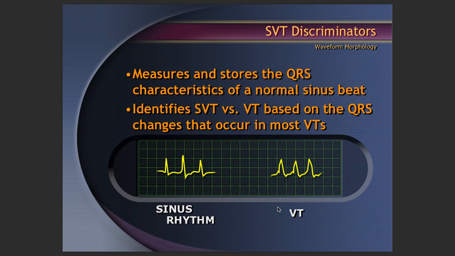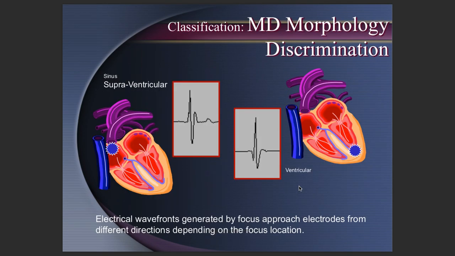And it identifies the SVT versus VT based on the QRS changes that occur in most ventricular tachycardias. As you may notice, this is the ECG recording during the sinus rhythm, and this one is during the VT. So how do you discriminate? As I already said, there are various discrimination parameters for that.